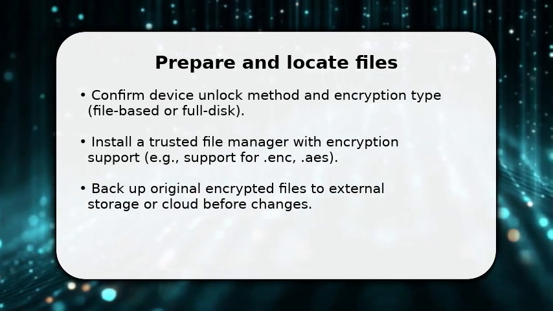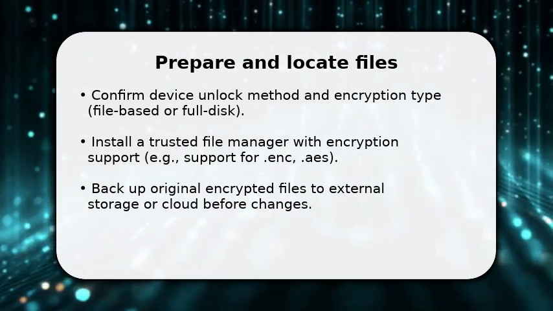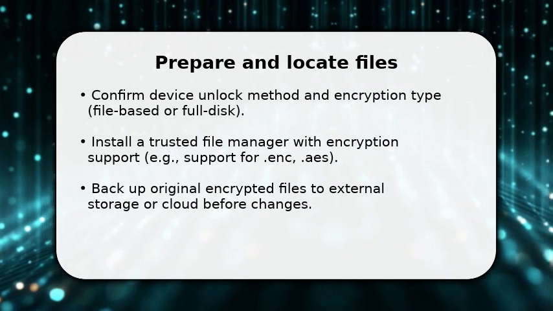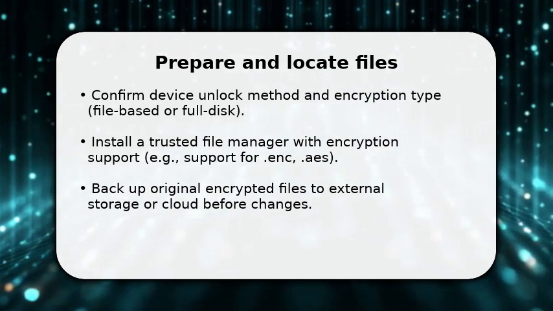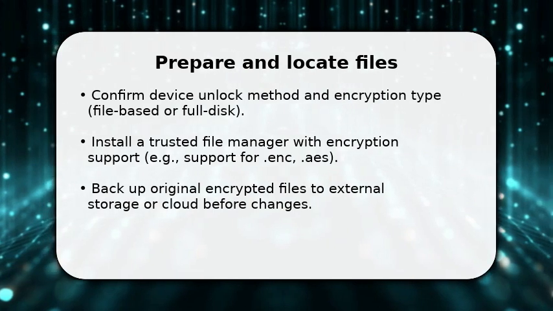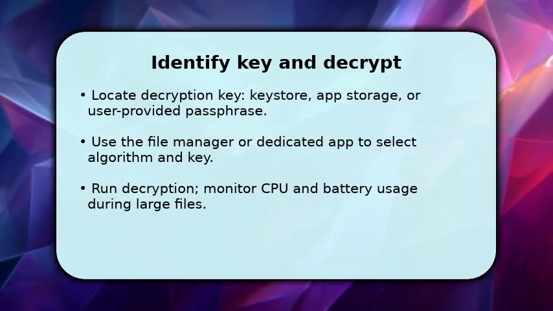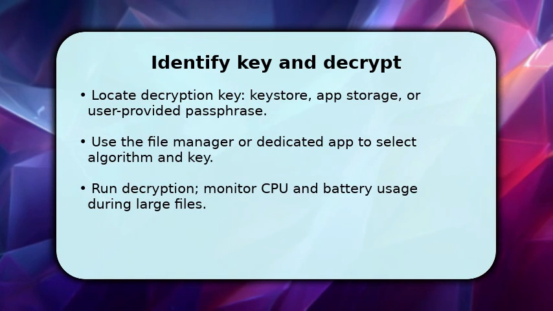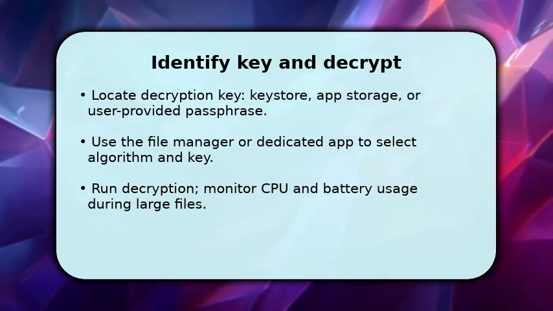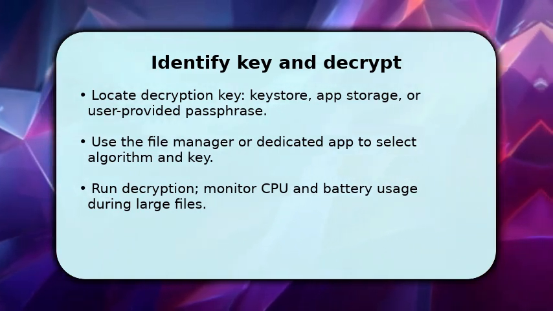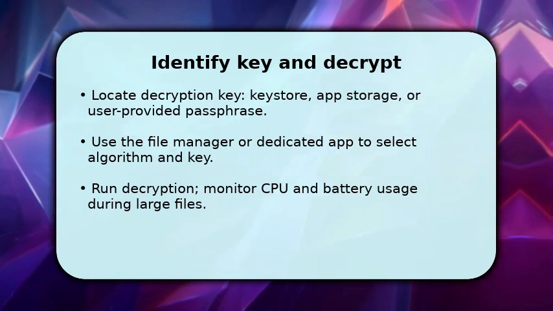Now open the file manager, navigate to the encrypted file location, and note the file name and extension so you can select the correct decryption tool next. You must identify the decryption key source, the app key store, an exported key file, or a passphrase you remember. Once identified, choose the correct algorithm and mode in the decryption tool.